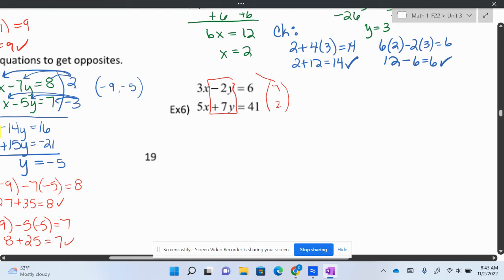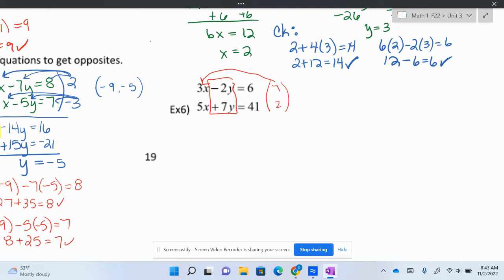I love that. So 7 times 3x is 21x. 7 times negative 2 is negative 14y. And 7 times 6 is 42. Now let's multiply the bottom equation. 2 times 5x is 10x. 2 times 7y is a positive 14y. And 2 times 41 is 82.